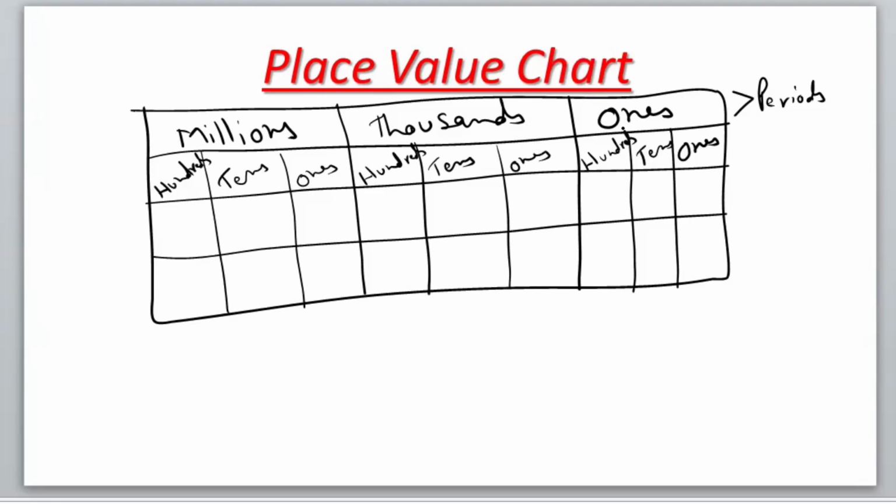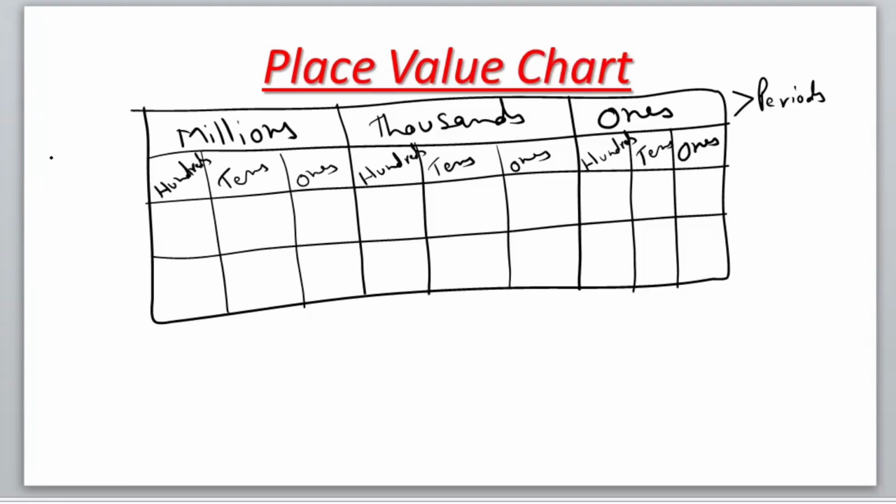And under each period, there are places. There are three places only. Each period has three places. Ones, tens, hundreds. Thousands also has three places: ones, tens, hundreds. Under the millions period also there are three places: ones, tens, hundreds. If I'm taking till million here, if the number is bigger than million, then a billion will come here, and that will also have three places only: ones, tens, and hundreds.